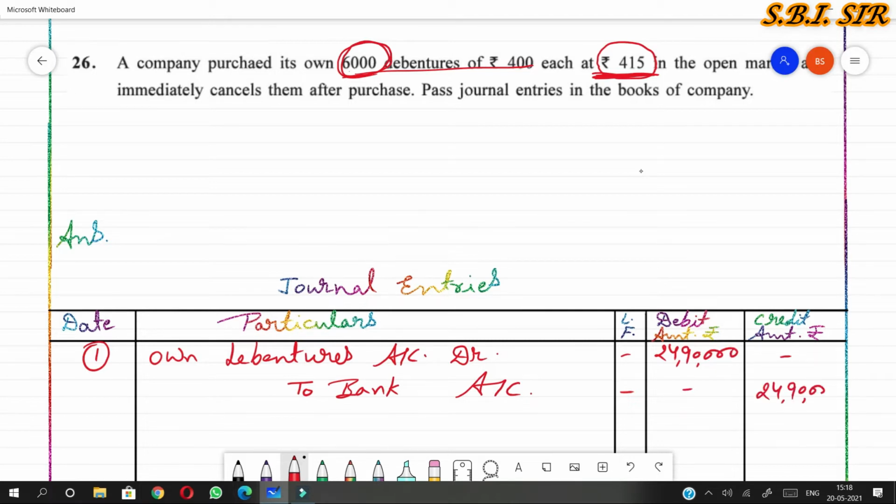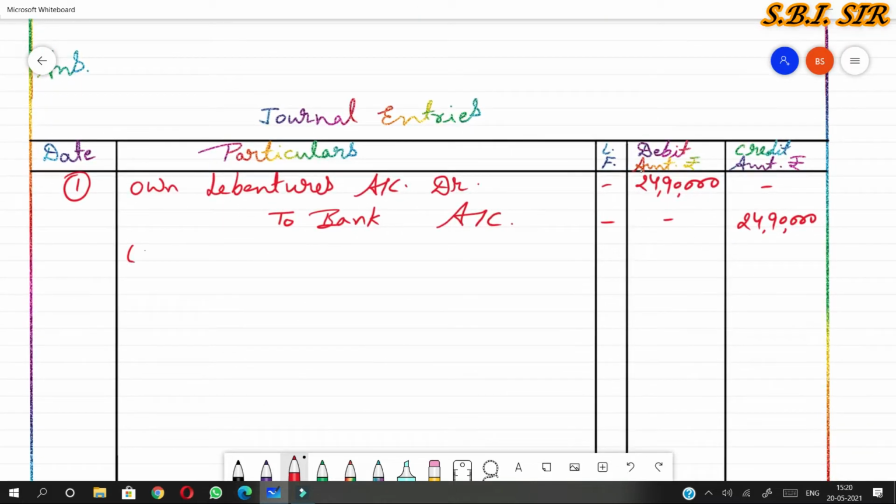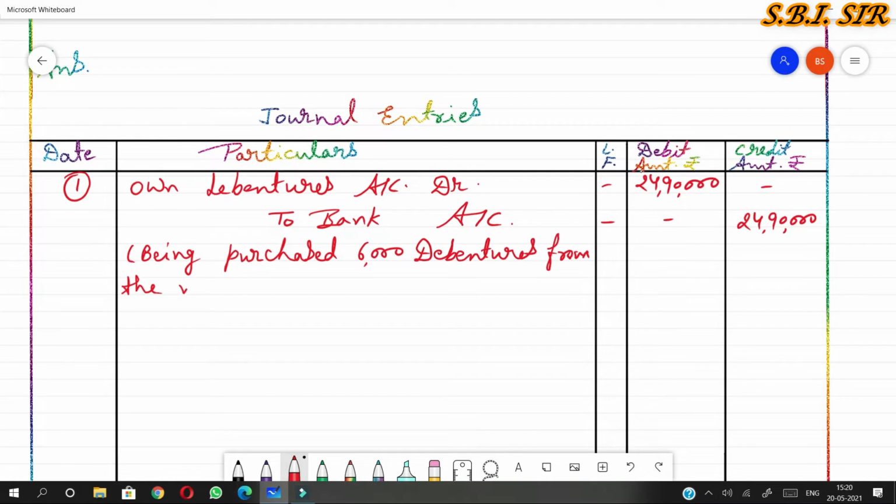Then narration, being purchased 6,000 debentures from the market at rupees 415 per debenture.